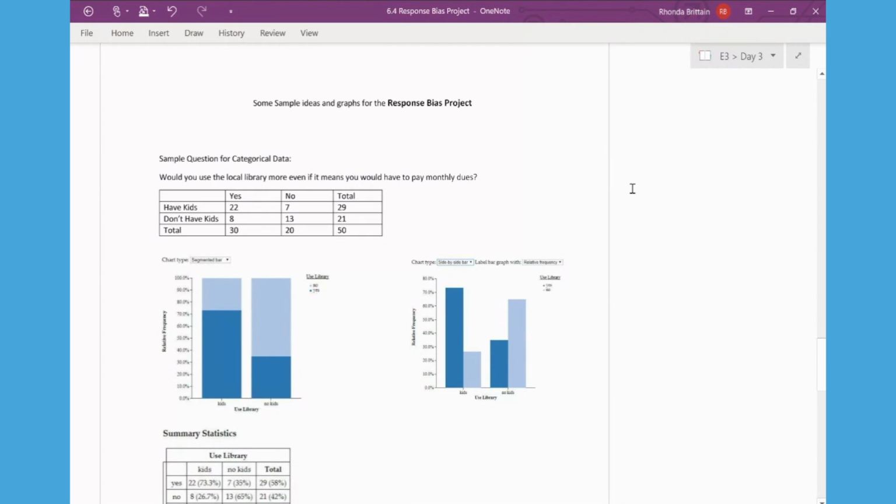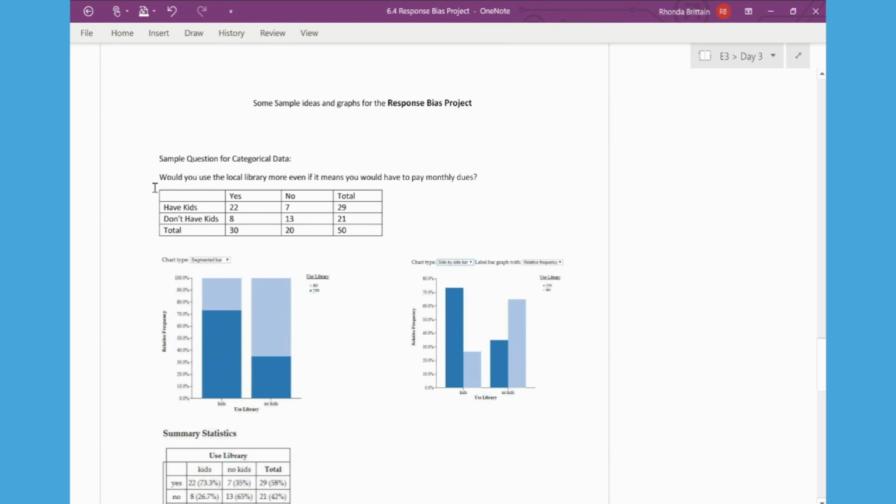So what I wanted to review is maybe just a couple of types of data that kids might have. The first is categorical. Categorical data is something that could usually be represented in a two-way table. So I came up with a sample question: would you use the local library more, even if it means you would have to pay monthly dues? I tried to think about families, and if they had kids or didn't have kids, then maybe they have a different feeling about the library because of that. So this would really be a yes or no question.